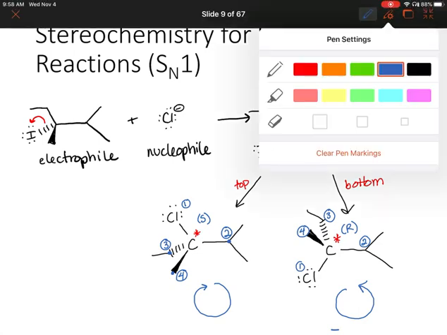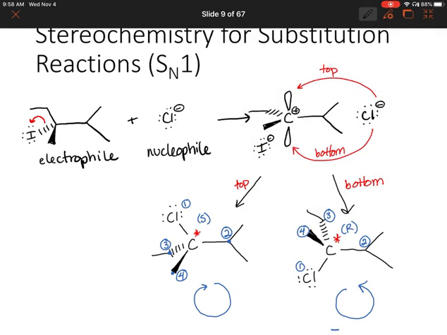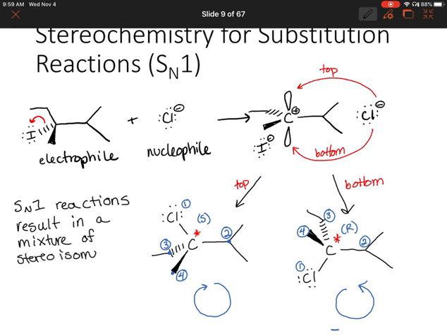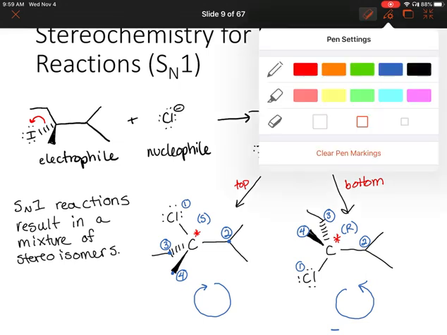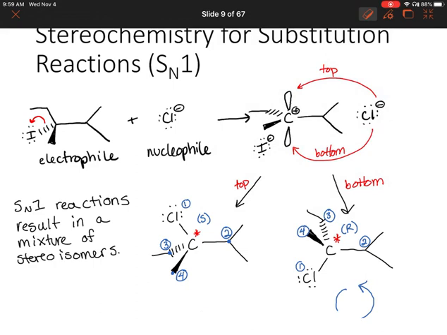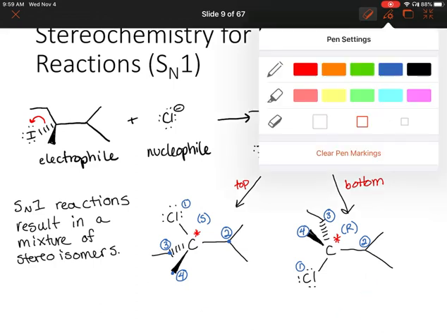So you could end up with diastereomers as well. So let's just write that down, that SN1 reactions result in a mixture of stereoisomers. So that could be enantiomers or diastereomers. Now, I also wanted to go over a couple of terms for these types of products.